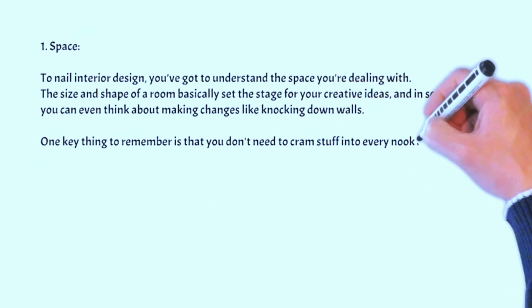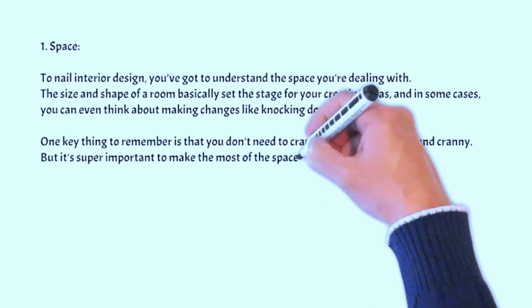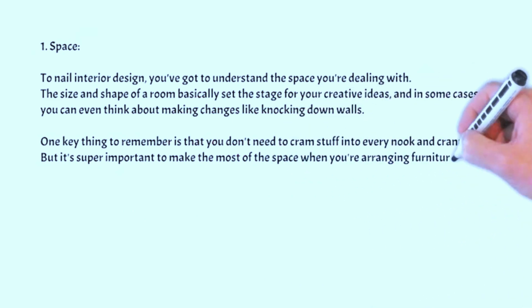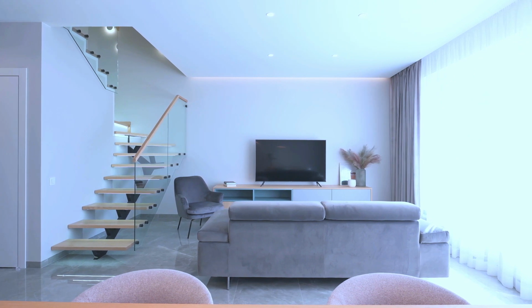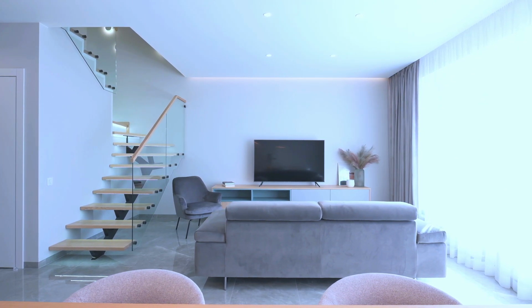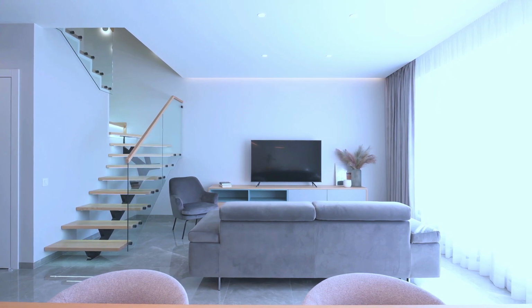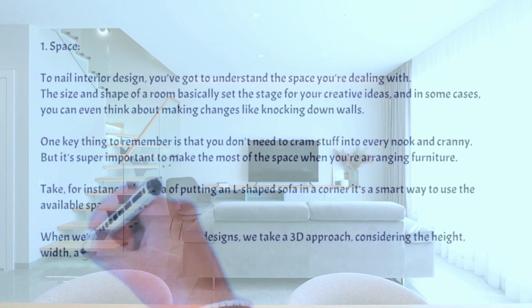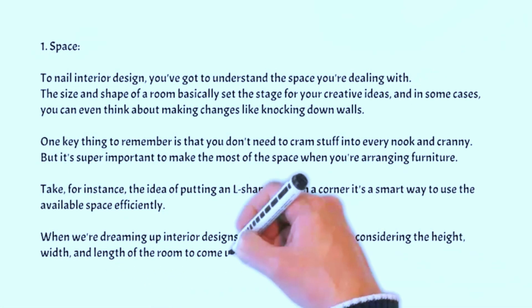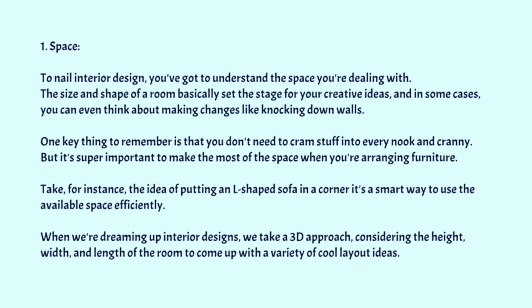One key thing to remember is that you don't need to cram stuff into every nook and cranny, but it's super important to make the most of the space when you are arranging furniture. Take for instance, the idea of putting an L-shaped sofa in a corner. It's a smart way to use the available space efficiently. When we are dreaming up interior designs, we take a 3D approach, considering the height, width, and length of the room to come up with a variety of cool layout ideas.